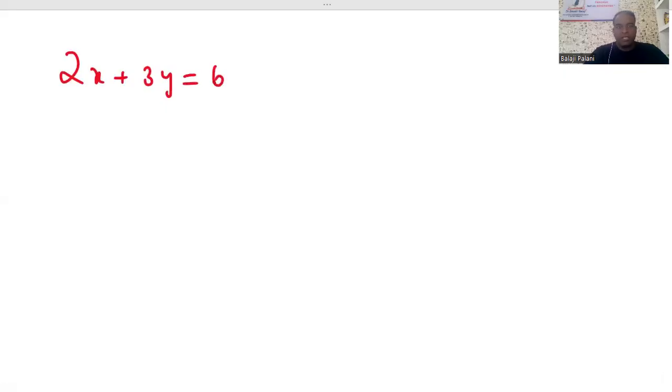Grade 10 CBSE linear equations, pair of linear equations in two variables. This is our context today. To start off, we know that if I have an equation like 2x plus 3y is equal to 6, we did this in class 9.